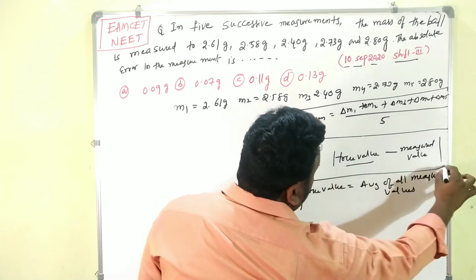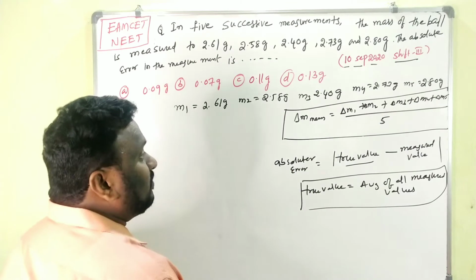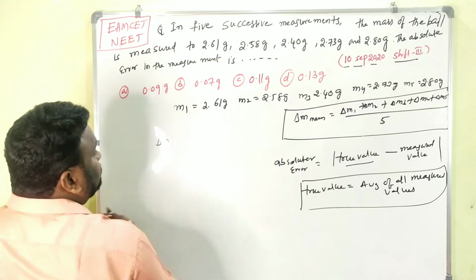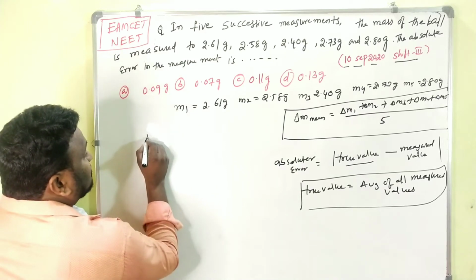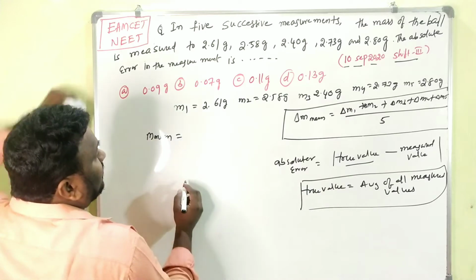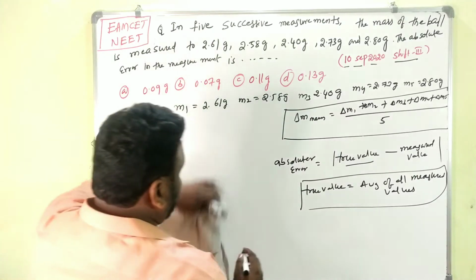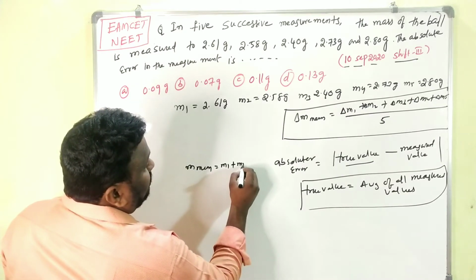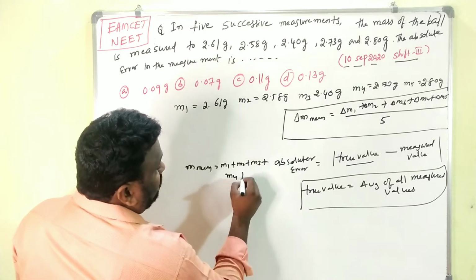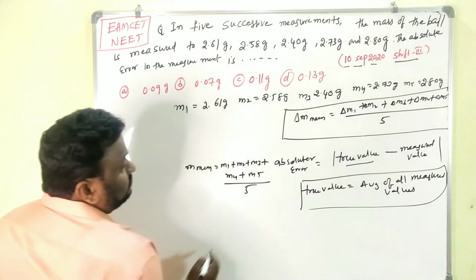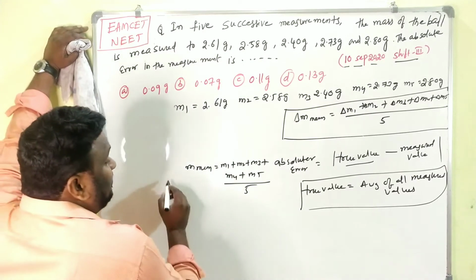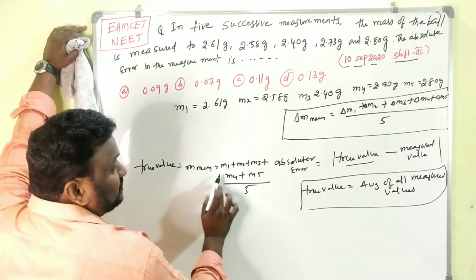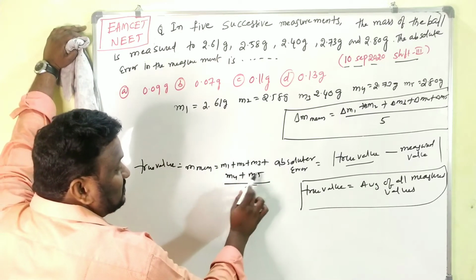So that is the true value. We have to use these three formulas in this case. First we have to find the true value, the mean of m. M mean is equal to (m1 + m2 + m3 + m4 + m5) by 5. True value is nothing but the average of all measured values.